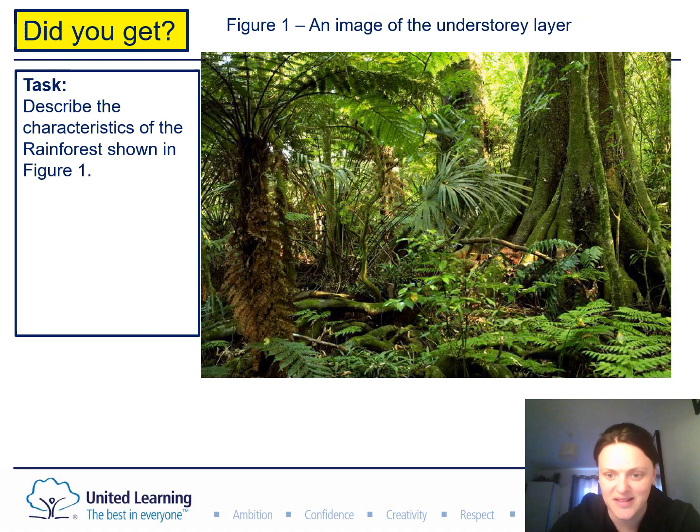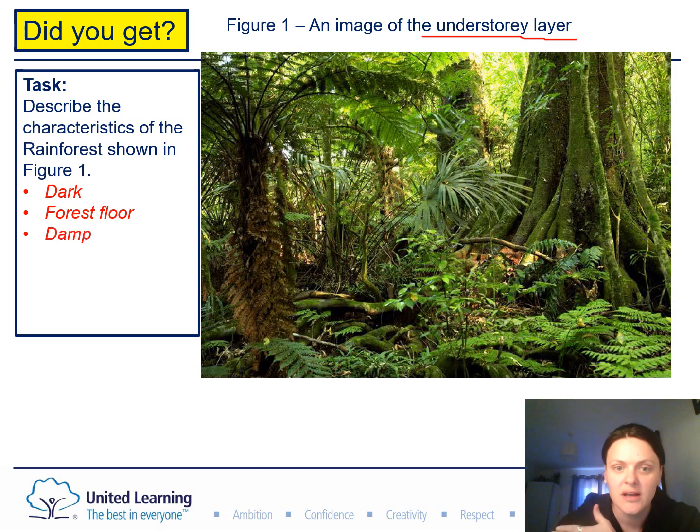Okay, guys, get your green pens out and let's see what you did. So you should have written down that it is dark. The understory layer, remember, is right down the bottom of the rainforest. It's the forest floor, and it's really dark down there because there's so much vegetation blocking out the sunlight. It's damp because obviously in a rainforest, it rains all day, every day, and so it's going to be very damp down there.